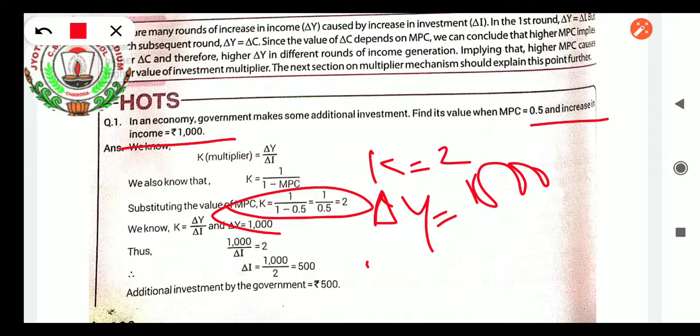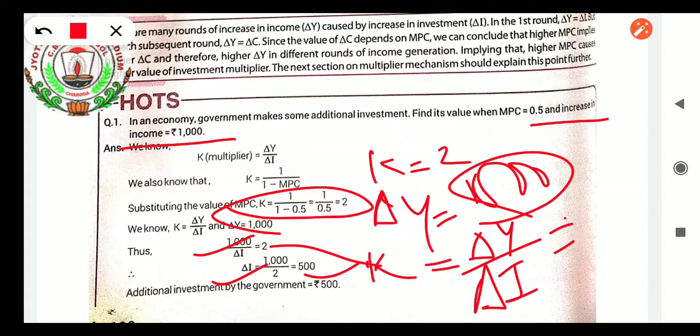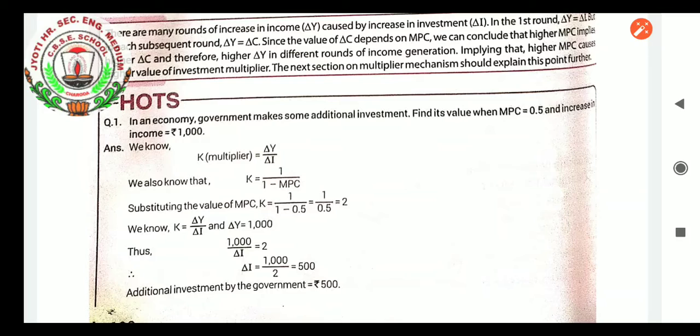By substituting the values, K equals change in Y upon change in I, we will get the change in investment also. How? K equals 2, delta Y is 2000. If we substitute the value, how much change in I is coming? 500. So the additional investment according to the change in income is just 500 by the government. So this is the way, if we know the formula, we can relate and find the solutions of various types of questions. Okay.